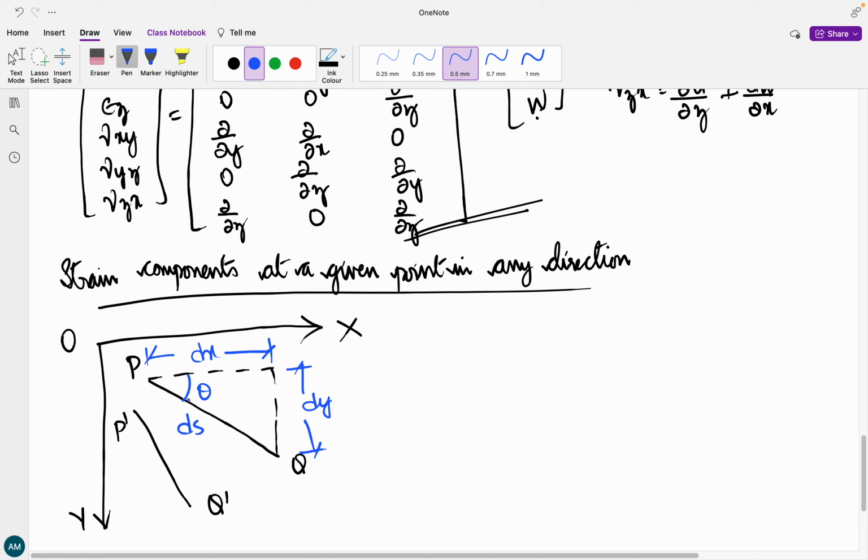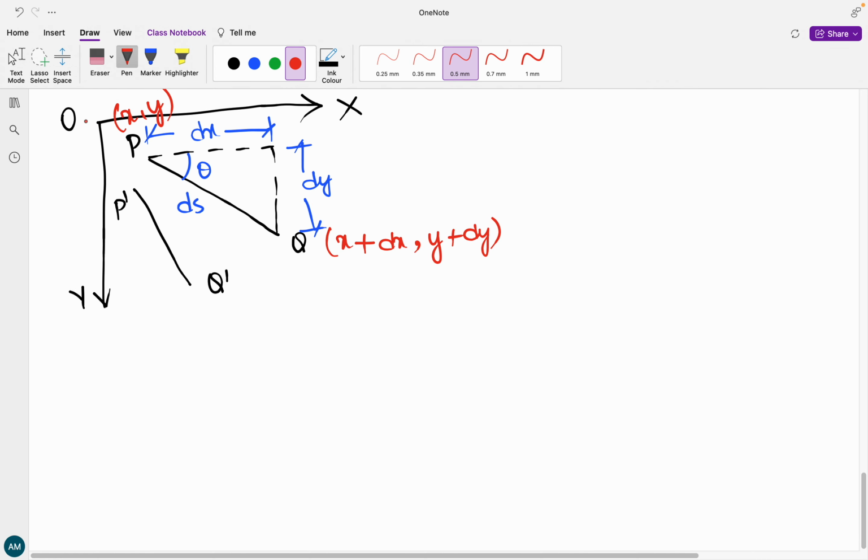Let it make an angle theta. Alright, now let's write the coordinates. For P, the coordinate is x comma y. For Q, the coordinate is x plus delta x comma y plus delta y. Alright, we have written the coordinates. Now let us arrive at the normal strain and then the shear strain value.